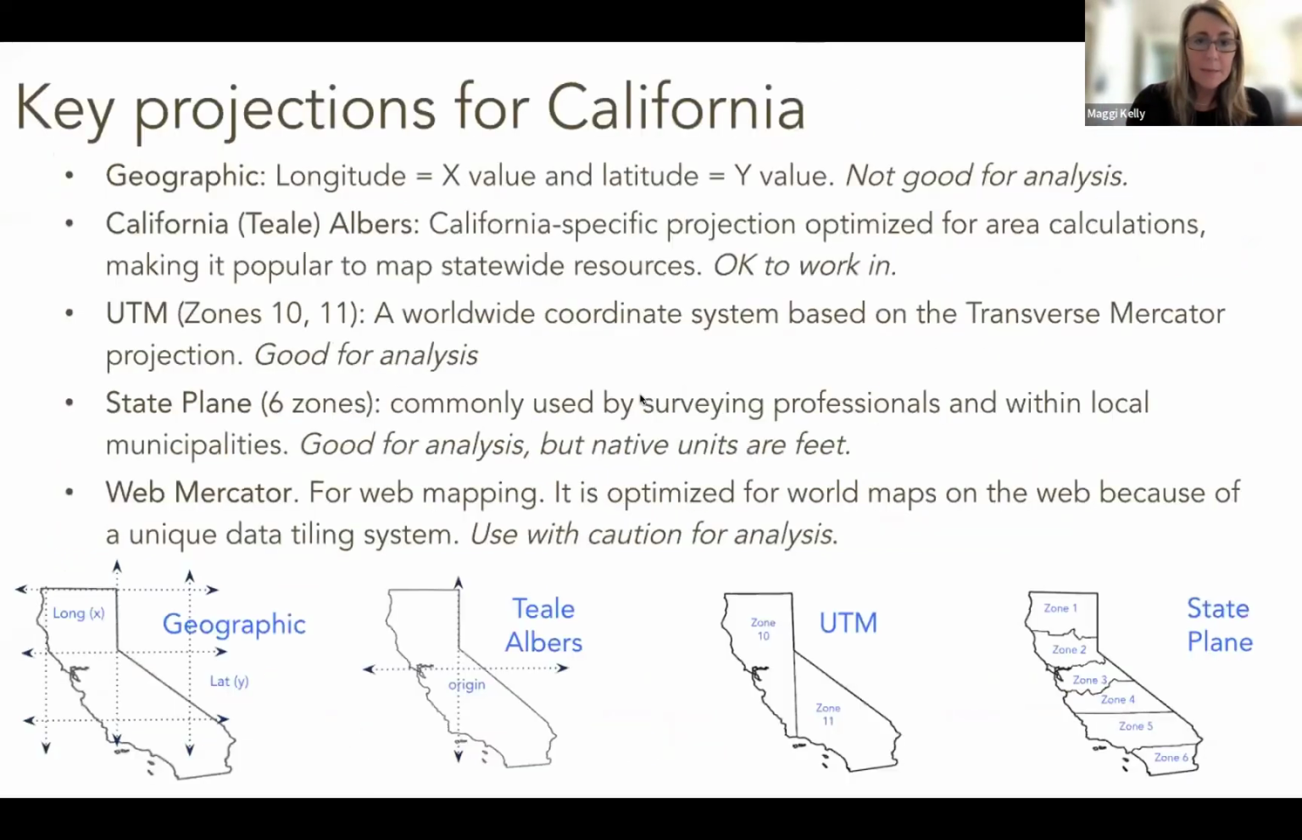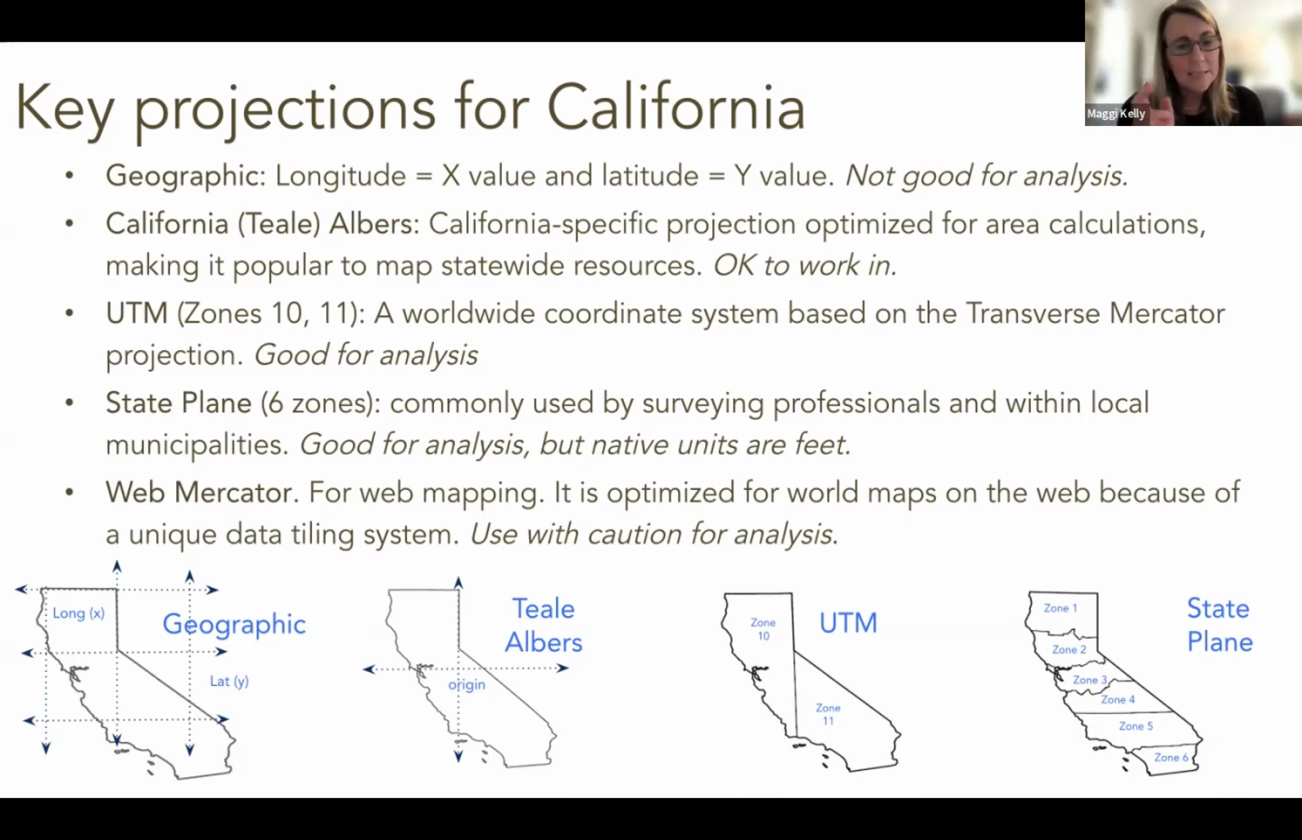And so in California, where we'll be working, there are several choices. There are four main projections that you will commonly find. The first you will commonly find is called geographic, and it isn't really a transformation because it just says 1 degree latitude equals 1 degree longitude. And it's the simplest, but it's terrible for analysis because 1 degree latitude does not equal 1 degree longitude in California. And so it does a lot of stretching that you don't want.